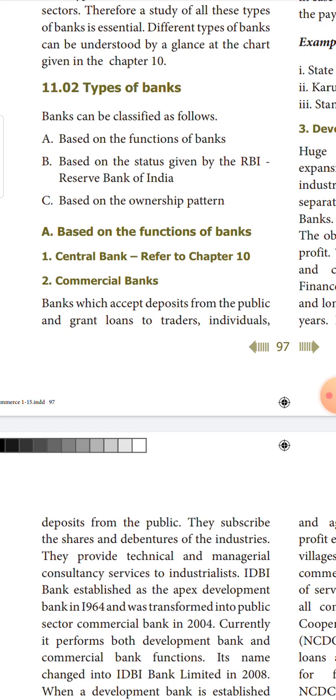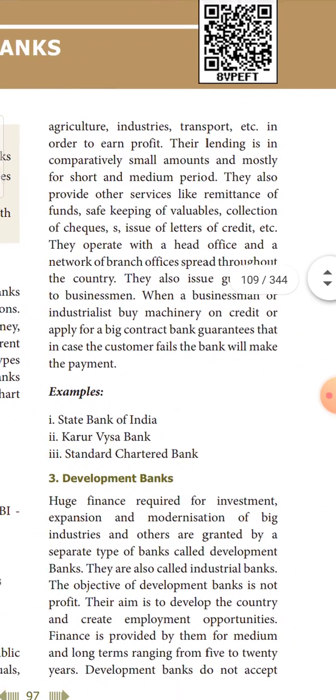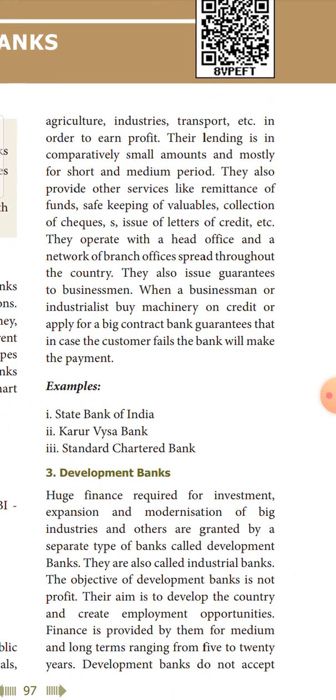Next is commercial banks. The basic work of a commercial bank is to accept deposits from the public. And what does the bank do by accepting the deposits from the public? It gives this money as loans to traders, to individuals, for agricultural purposes, for industrial purposes, for all economic activities. It gives loans wherever legally approved, and in the process of distributing the loans from the savings received from the public, it earns a certain amount of profit.